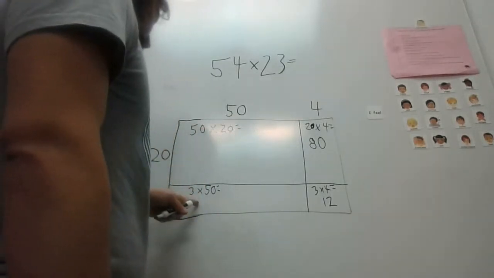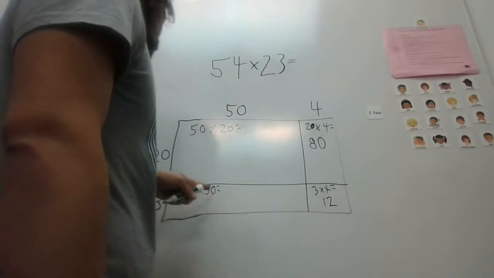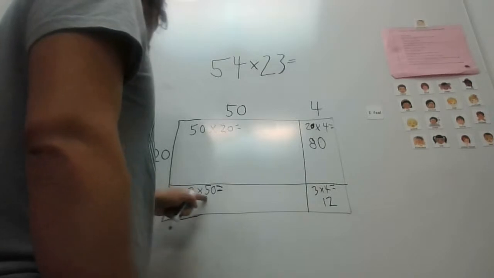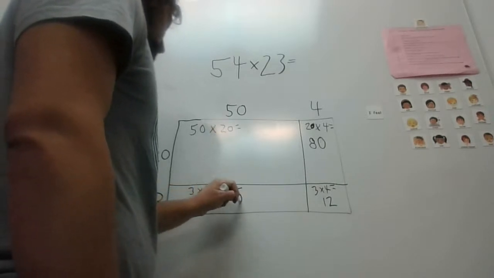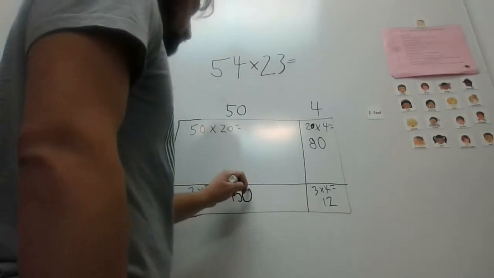3 times 50. So again, 3 times 50 is going to be the same thing as 3 times 5. Only difference is that you add a 0 to your answer. So 3 times 5 equals 15. Now if we add a 0 to the number 15, we have 150.